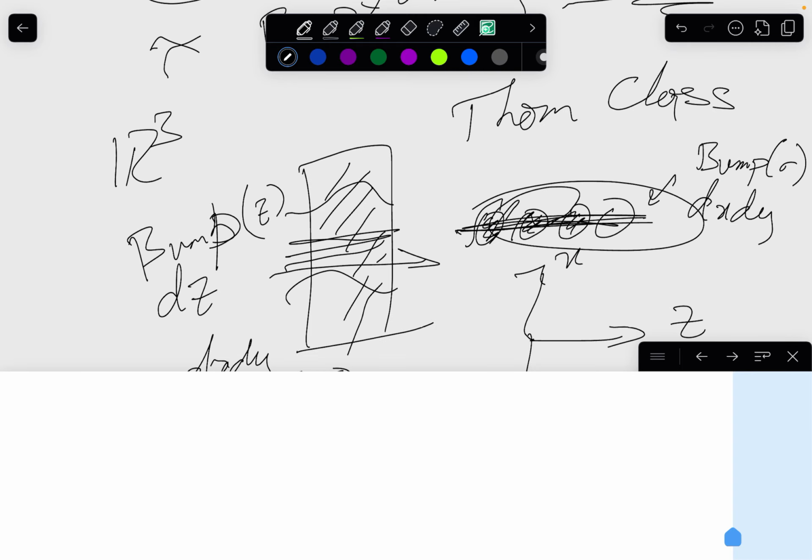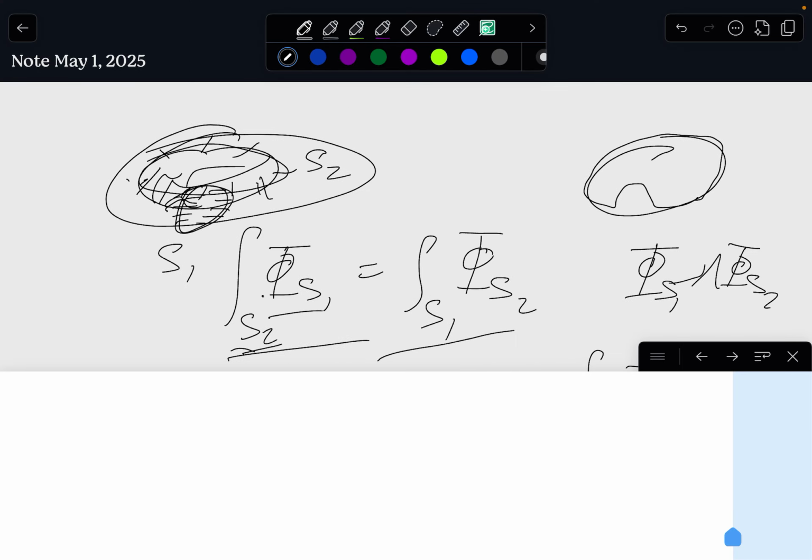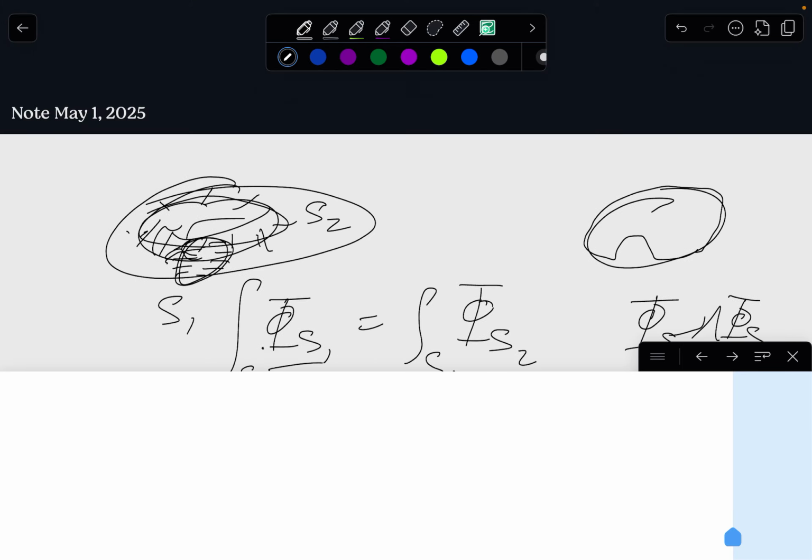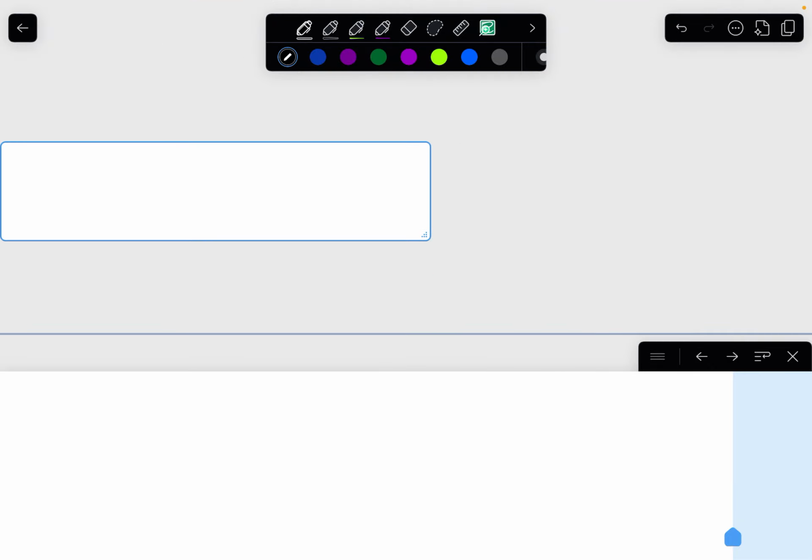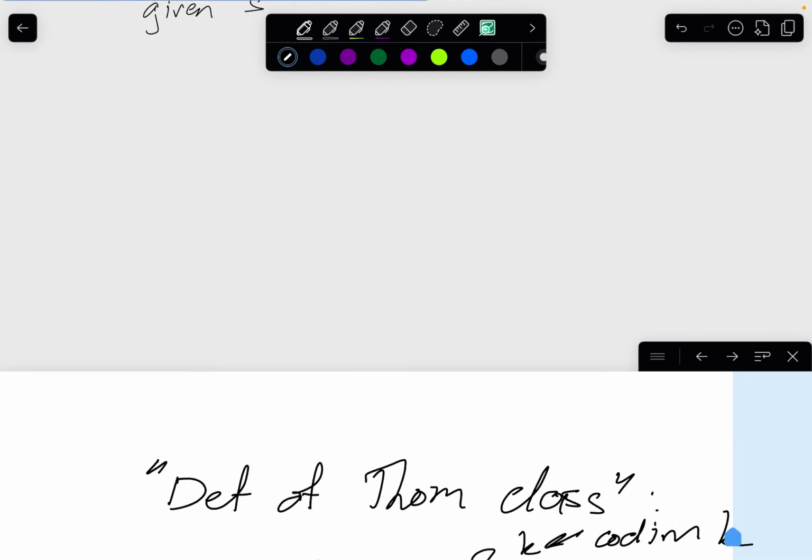Do these buttons do anything? Oh, it's running away. Where is it? Oh, of course. Okay.